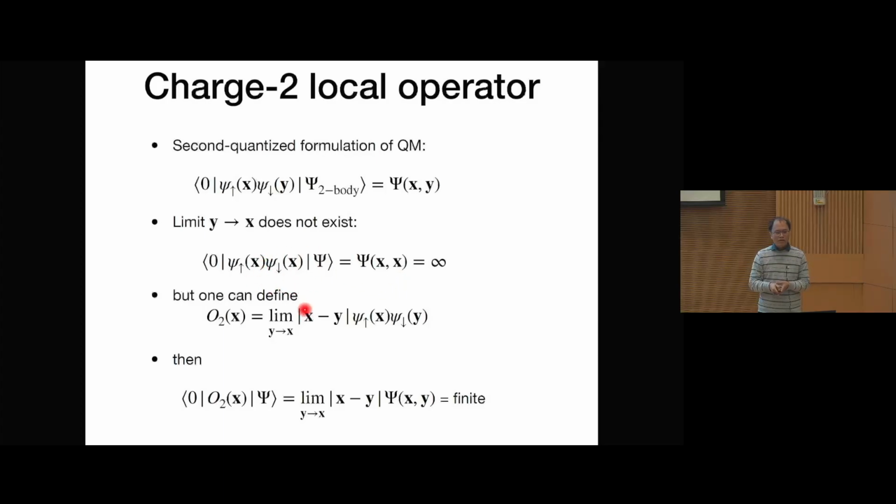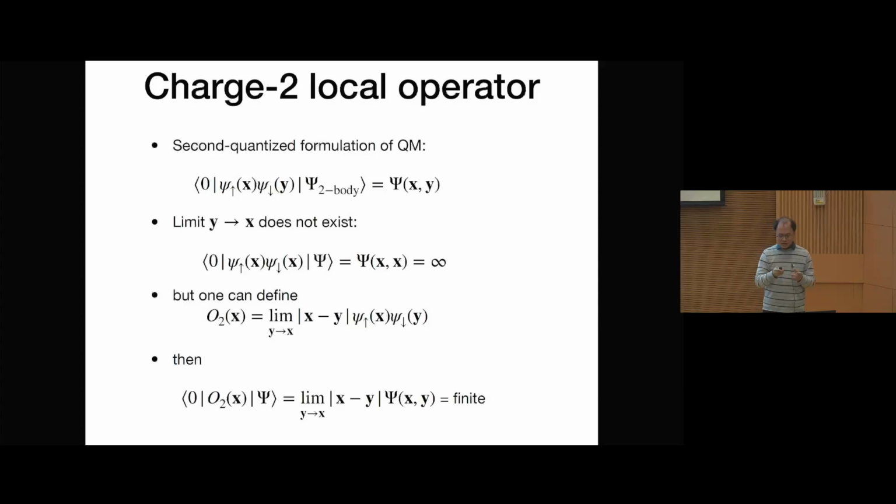Instead, we have to define an operator more carefully by keeping the distance finite and taking a certain limiting procedure, where we take the product of two operators multiplied by x minus y. And only then do we have an operator with a finite matrix element. The matrix elements of this operator, which I define as O2, in between a two-body state and the 0, measure the asymptotics of this two-body wave function when the two particles coincide with each other: the coefficient in front of 1 over x minus y, which is finite.